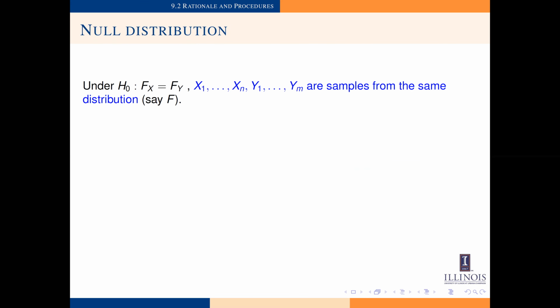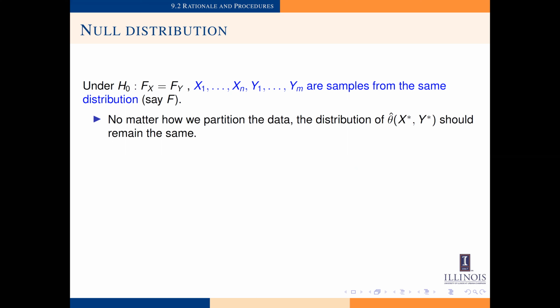Okay. So what is the null distribution of theta hat star? Intuitively, under the null hypothesis, where f_X is equal to f_Y, we are assuming that X and Y have the same distribution. In other words, our samples, X1 all the way up to Xn and Y1 all the way up to Ym, are essentially samples from the same distribution because f_X is not really different from f_Y. So let's denote this common distribution by f, which is equal to f_X and equal to f_Y. Then essentially, no matter how we partition the data, the distribution of theta hat computed with X star and Y star should remain the same.